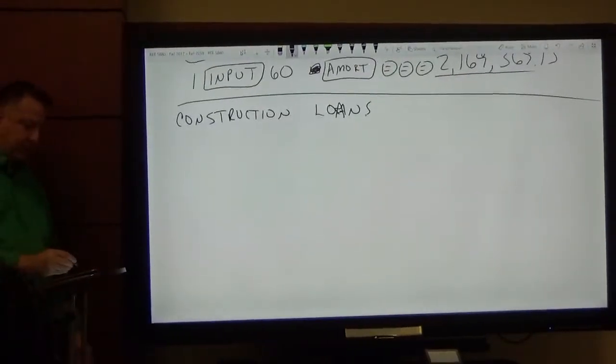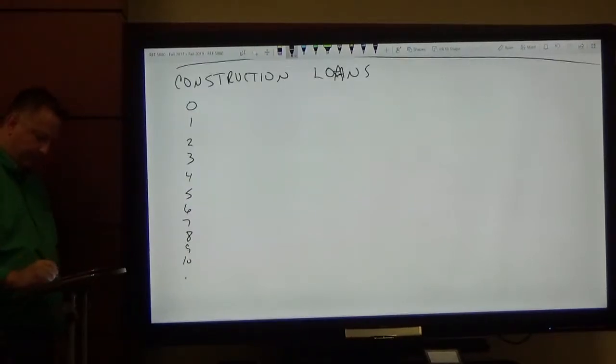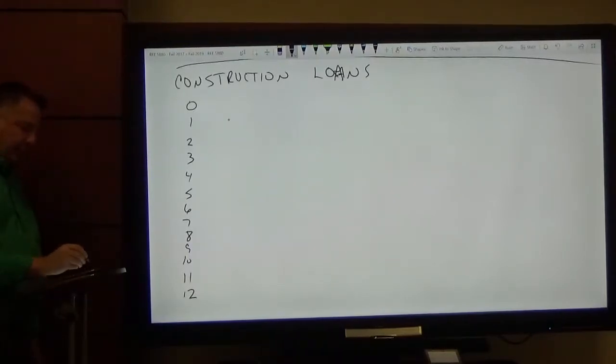Okay, so with the construction loan, it's like where you're accumulating interest. So with the construction loan, what we're sort of saying is that, all right, let's say we've got a $100,000 line of credit.